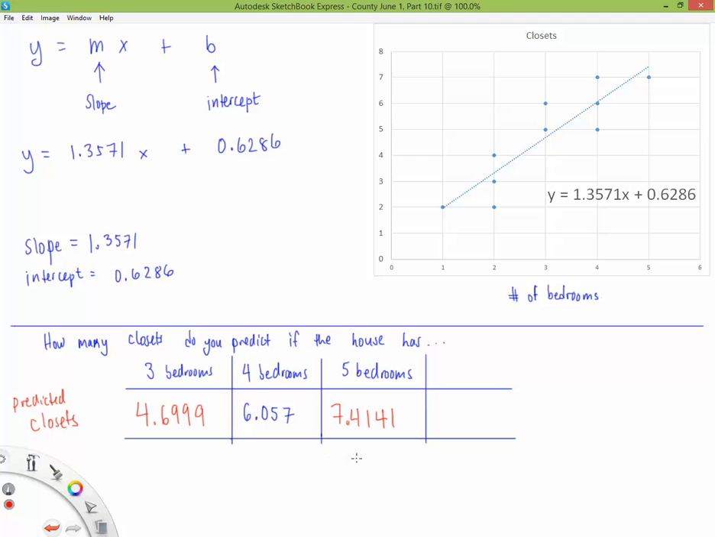If you're watching on YouTube, you can pause the video and make sure you can arrive at these numbers. Do we all arrive at the same values for 3 bedrooms, 4 bedrooms, and 5 bedrooms? So here's another question. How much bigger is your prediction for 4 bedrooms than it is for 3 bedrooms? And how much bigger is your prediction for 5 bedrooms over 4 bedrooms?